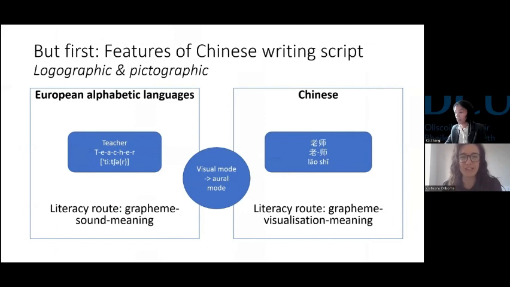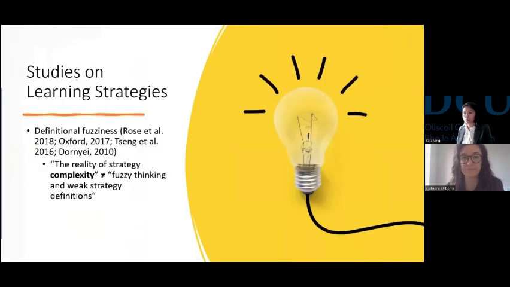So first, we'll look at the features of the Chinese writing script. I think it's the main point that we need to start off with. We're looking at the Chinese language, which has quite a different makeup to languages from European alphabetic origin. In terms of the literacy route, for European alphabetic languages, the literacy route is grapheme to sound to meaning. In Chinese, however, it's grapheme to visualization to meaning. So there's something different going on with the Chinese language that we really need to consider in these studies.